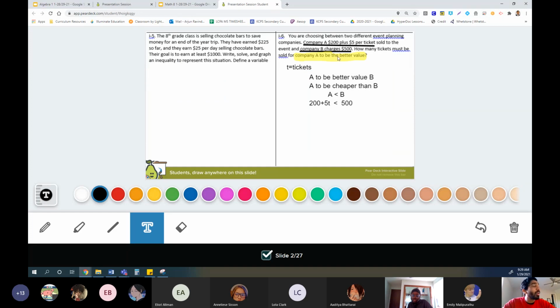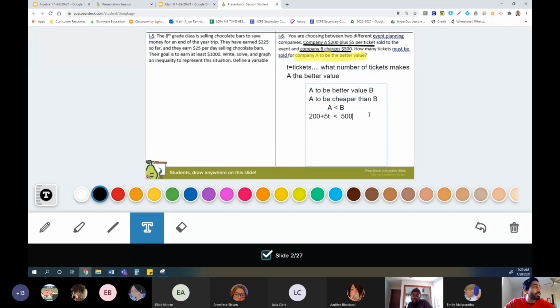So that's why it's important for me to use algebra here to figure out what number of tickets makes A the better value. That's what I'm trying to figure out. What number of tickets? So now I solve. Minus 200, minus 200. 5T less than 300. So the ticket proceeds need to be less than $300. Divide by the rate of change, which is 5, and I get T is less than 60.